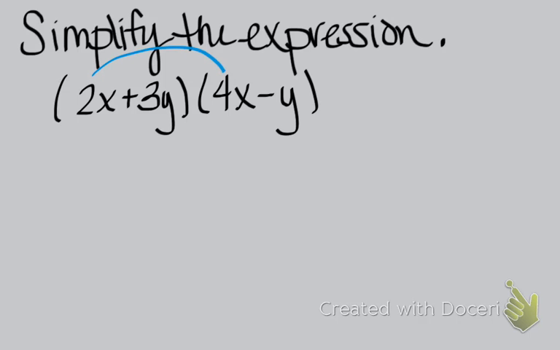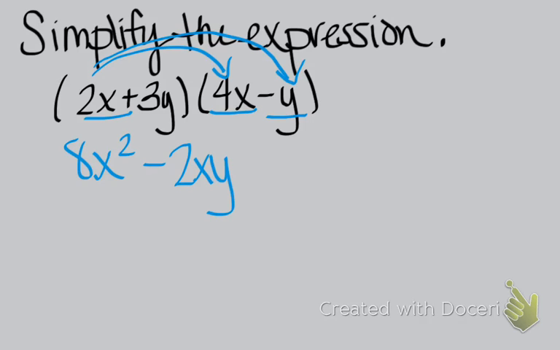So take this 2x and distribute it to the 4x and the negative y. So 2x times 4x gives me 8x squared. 2x times negative y will give me negative 2xy. Alright, so I've distributed that first term to the second parentheses 2 times.